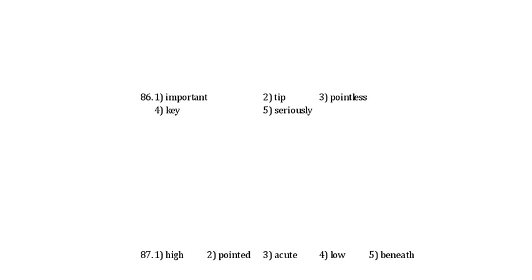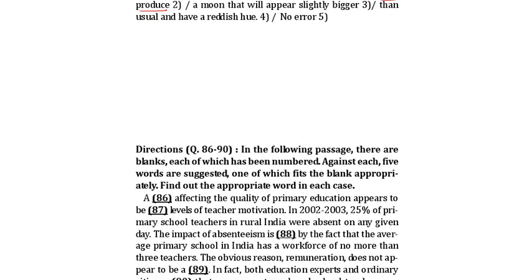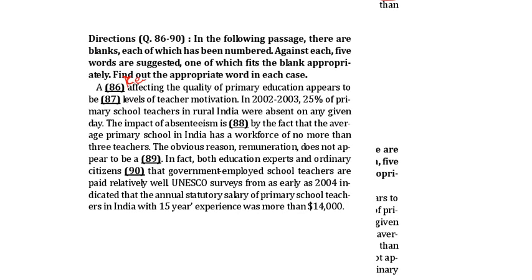A dash affecting. A means singular. A key. Key is correct. A key affecting the quality of primary education appears to be... So, affecting means in the negative sense. Negative sense in the sense of high levels of teacher motivation or low levels of teacher motivation.